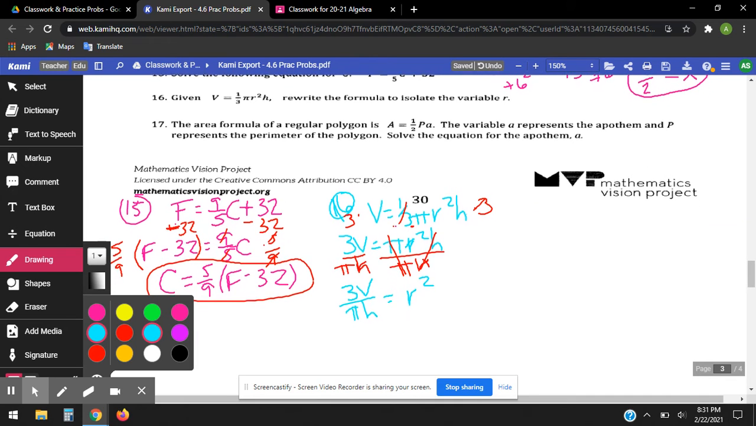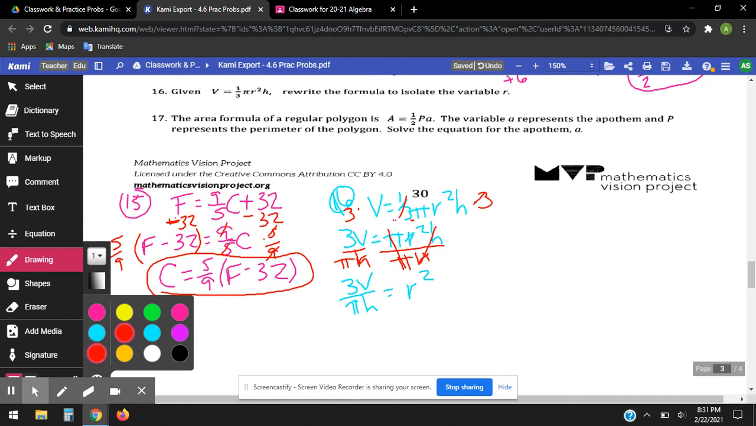Now, how do I undo an r squared? Well, the square root, of course. So that means r equals, again, I'm just going to rearrange these, square root of 3V over pi h. So that is the volume of a cone. If we have the volume and height and we want to know what the radius is of our cone, we can use this rearrangement to do that.